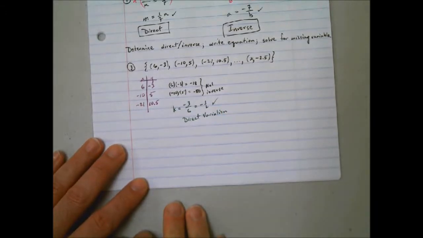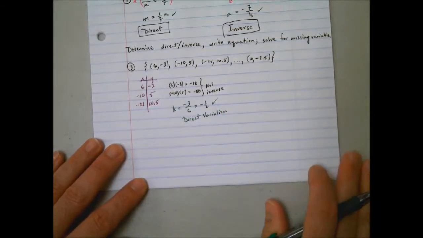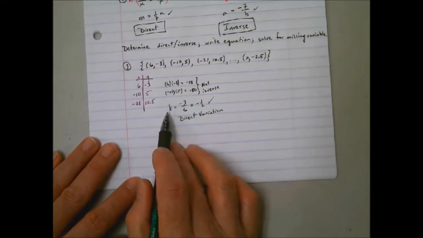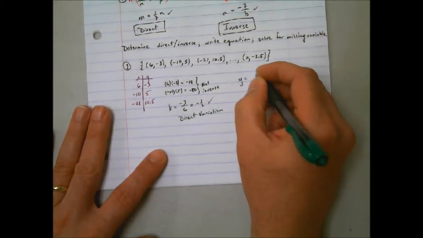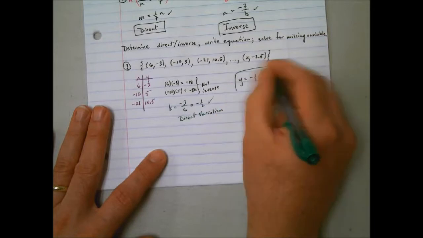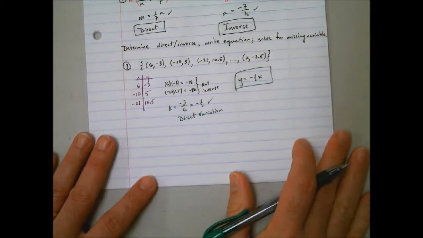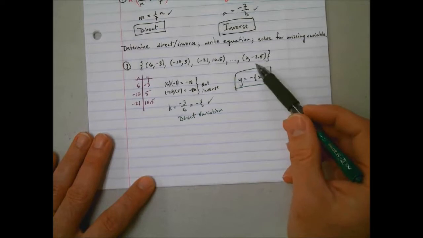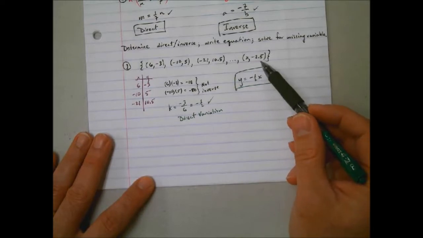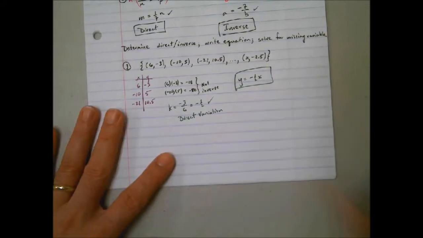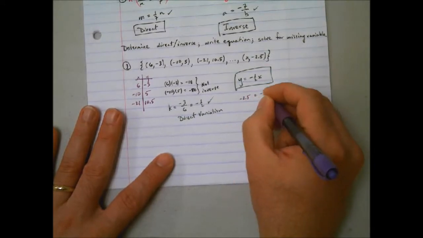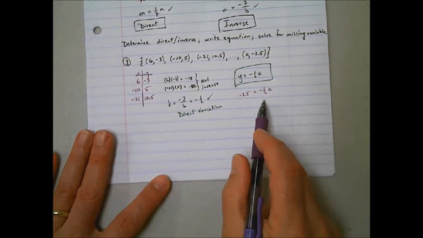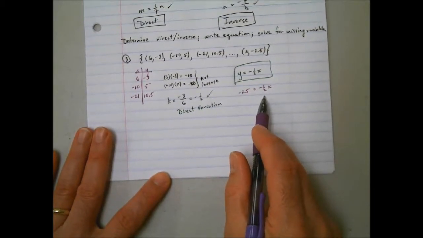Since it's a direct variation, we can write it in the form of y equals kx. Now, didn't we already happen to figure out what the k is? So y equals negative 1/2 x. There's our equation. And since we have our equation, can't we solve for the missing value as well? So if y is negative 2.5, and it's equal to negative 1/2 times x, we can solve for x by multiplying both sides by negative 2.